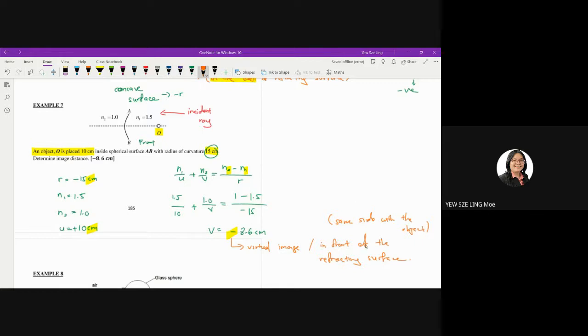So how do I know the positions? By looking at the sign convention for image distance. If it is positive, then it represents a real image. A real image is located opposite to the object, which is at the back of the refracting surface. If you have a negative sign, then it is a virtual image, on the same side as the object, which means it's located in front of the refracting surface. As usual, 2 minutes for you to write it down before we proceed to example 8.